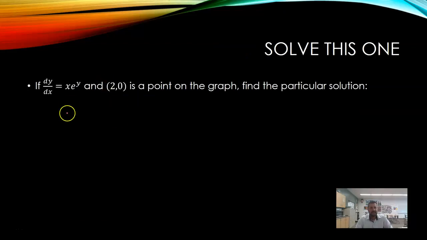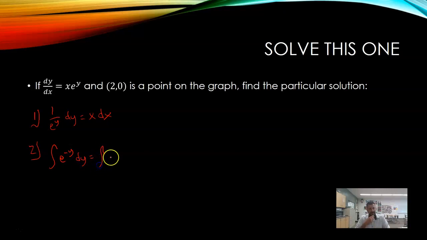Okay? So let's look at this one. Okay, let's say I had dy dx. Let's follow our steps real quick. Let's move the y's over to one side. So I'm going to have 1 over e to the y dy equals x dx. And then step number 2 is we're going to take the antiderivative of both sides. Now, in order for us to take the antiderivative of 1 over e to the y, I actually have to make this e to the negative y dy. Notice I moved it to the top and I made the exponent negative. I've got x dx here.